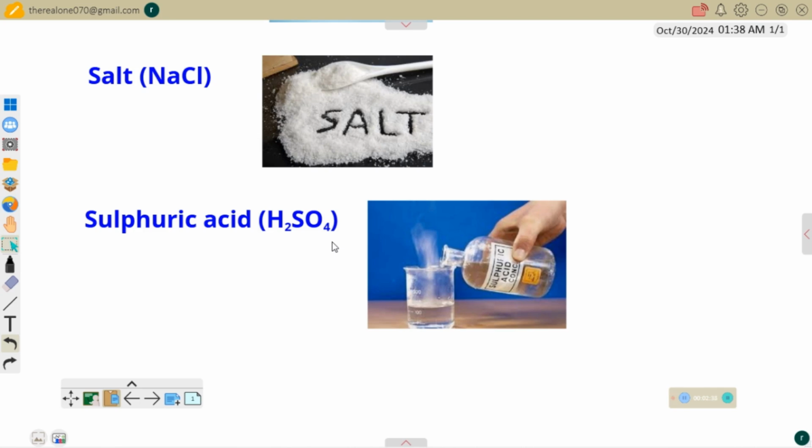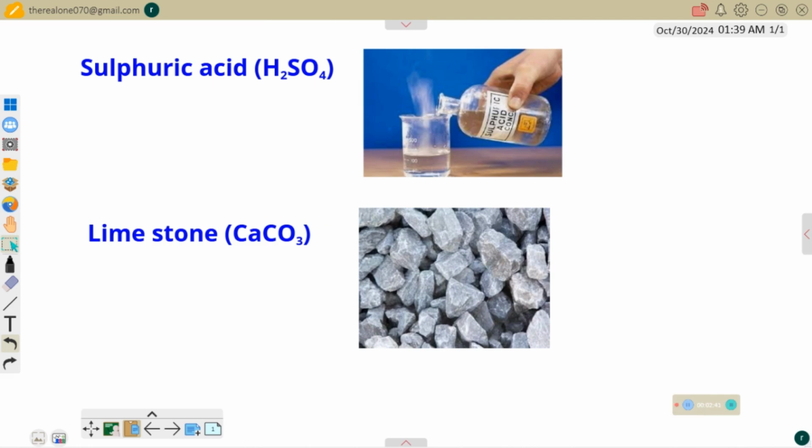Another example is limestone, calcium trioxocarbonate 4. This is also called calcium carbonate, which is a good source of cement, chalk, and so on. It is also a compound which is made up of calcium, carbon, and oxygen, and this cannot be separated easily by chemical means.